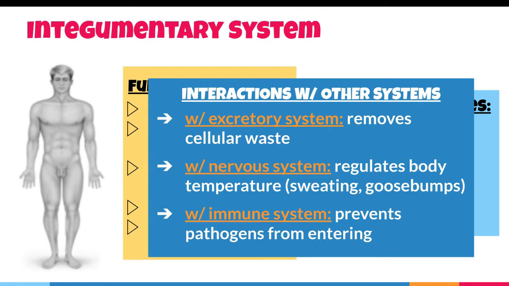So the integumentary system works with the excretory system. It removes cellular waste. So if we have dirt under our skin, we might push out the waste from our skin cells in order to get that out of our body. We have our nervous system that works with the integumentary system to regulate body temperature, sweating if we're too hot, or goosebumps if we are getting too cool. And then lastly, with the immune system, we're preventing pathogens from getting inside of our body.